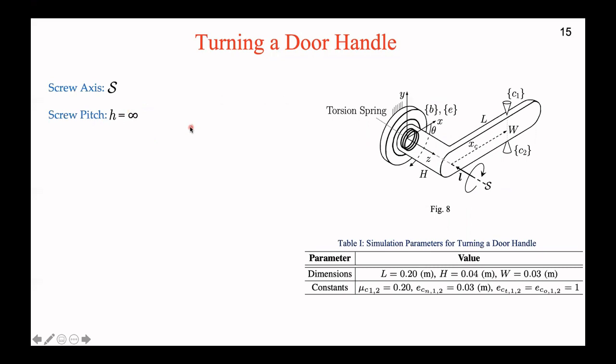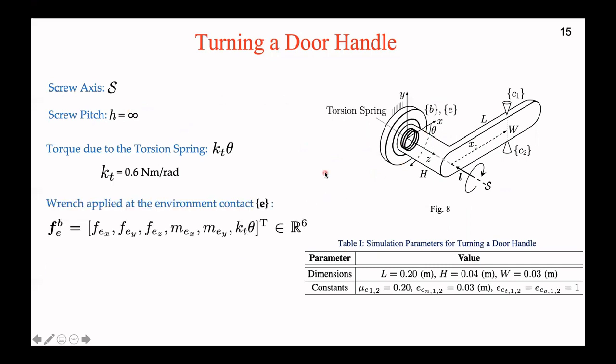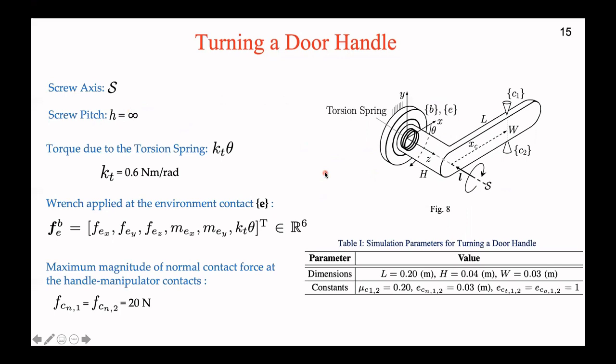The torque of the torsion spring is given by kt theta, where kt is the spring constant. Since the torsion spring generates a moment about the z-axis of the environment contact E, its effect needs to be considered in the wrench applied at the same location. There is also a restriction on the maximum grip force which can be applied at the antipodal contact locations. The simulation parameters have been described in the table at the bottom.